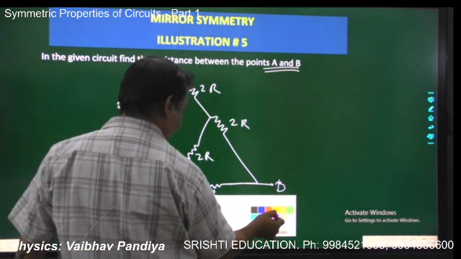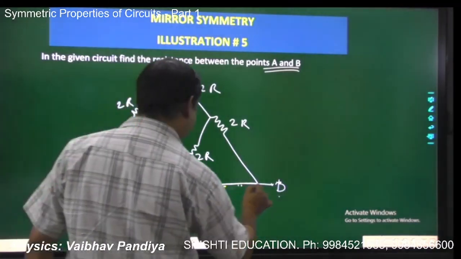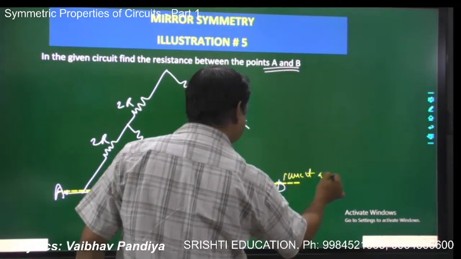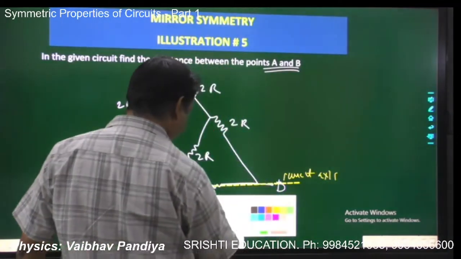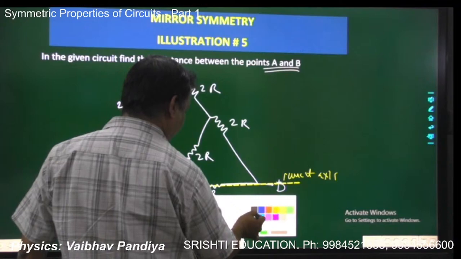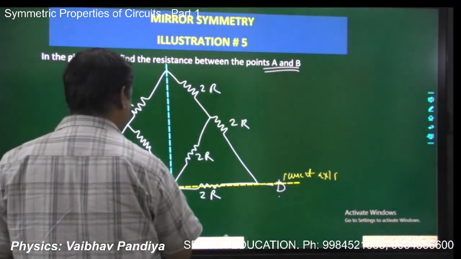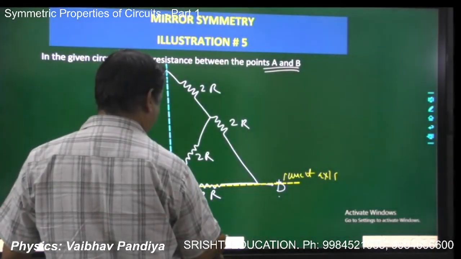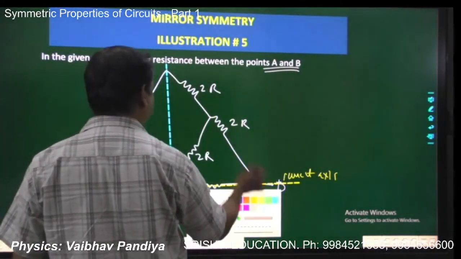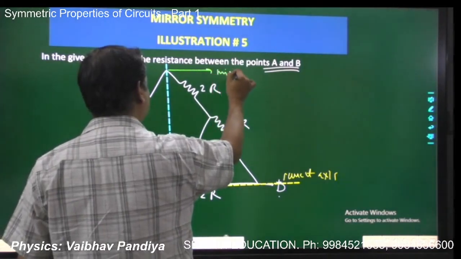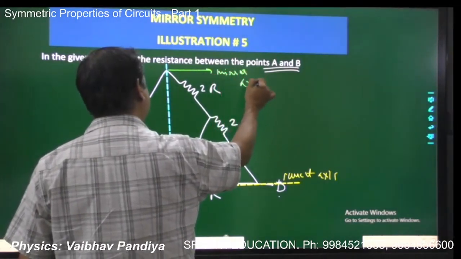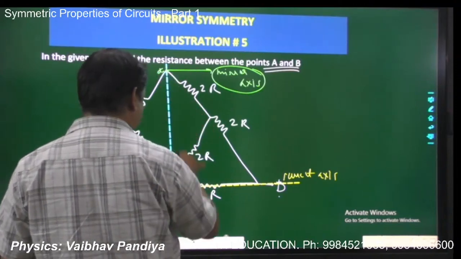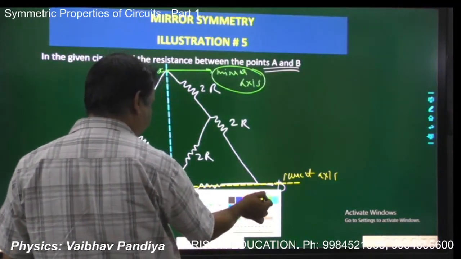So this will be your current axis. Can you locate the perpendicular axis of symmetry? Of course, we can. This vertical line is dividing the circuit into two mirror images. So this vertical line is the mirror axis of symmetry. And if I label the points on the mirror axis A and B, they will be at the same potential.